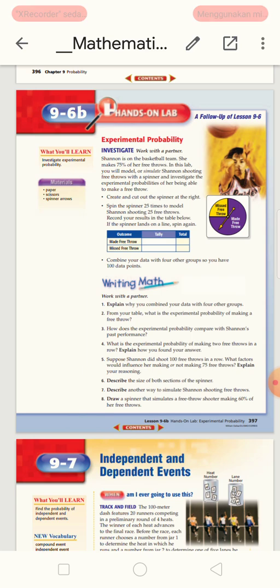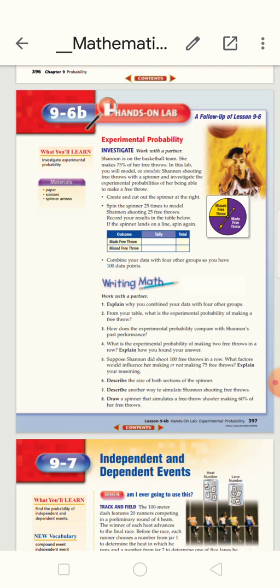Work with a partner. 1. Explain why you combined your data with 4 other groups. 2. From your table, what is the experimental probability of making a free throw? 3. How does the experimental probability compare with Shannon's past performance? 4. What is the experimental probability of making 2 free throws in a row? Explain how you found your answer.